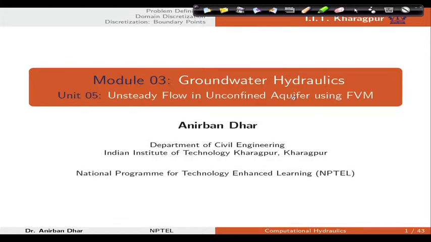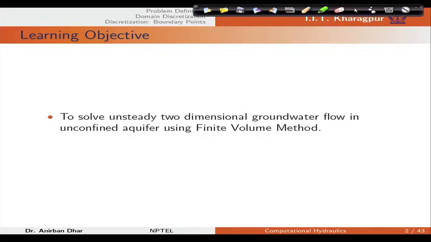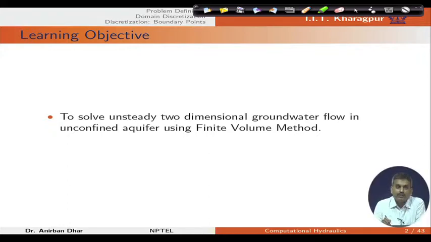In our last lecture class, we discretized the unsteady flow equation for confined aquifers using a finite volume method. So, what is the learning objective for this particular lecture? At the end of this unit, students will be able to solve unsteady two-dimensional groundwater flow in unconfined aquifer using finite volume method.